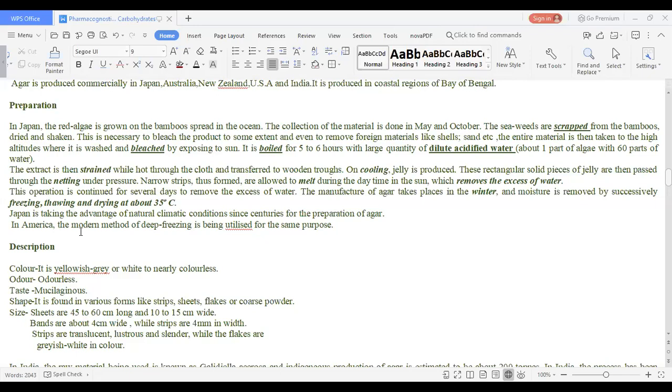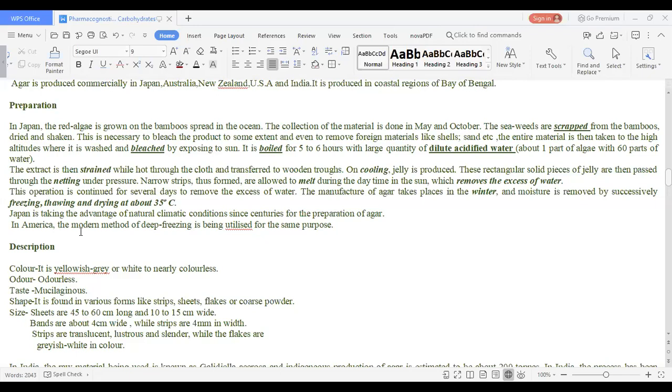The manufacture of agar takes place in the winter, and moisture is removed by successively freezing, thawing, and drying at about 35 degrees Celsius. Japan has been taking advantage of natural climatic conditions for centuries for the preparation of agar. In America, the modern method of deep freezing is being utilized for the same purpose.